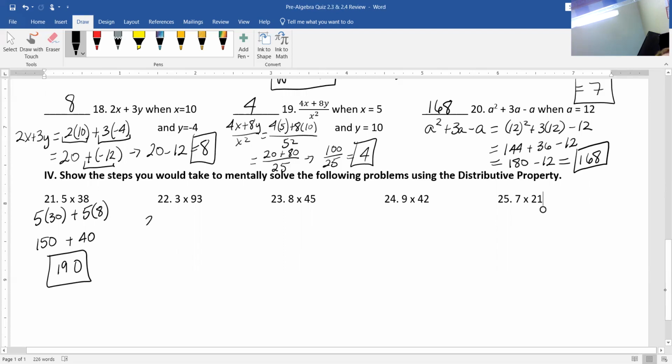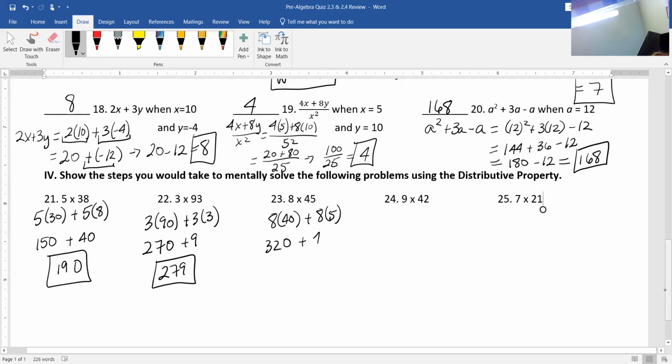So 3 times 93, this is 3 times 90, which we know 3 times 9 is 27, throw a 0 on the end of it, it's 270. And then 3 times 3. So then you have figured out 270 plus 9, well, that's just 279, done. Okay, 8 times 45, 8 times 40 plus 8 times 5. And again, you know that this is 320, because 8 times 4 is 32, have a 0 on the end. And then plus 40, easy enough, 320 plus 40 is 360. So your answer is 360.